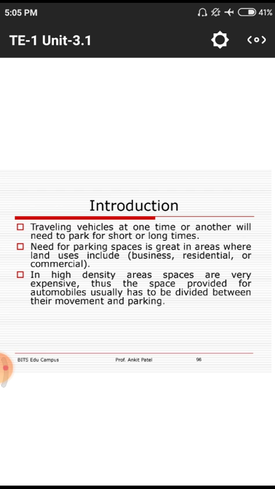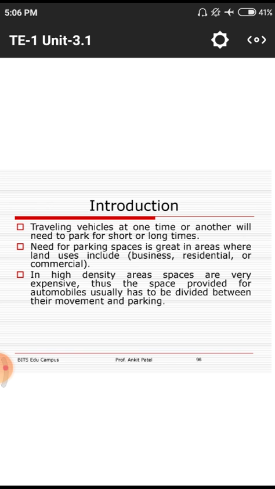Next one, residential areas. Residential areas means normally for every house we have some quantity of parking space in front of our building. In that particular place we need to park our vehicle. Likewise, in apartments the major part, that means the ground floor, is responsible for parking their vehicles.